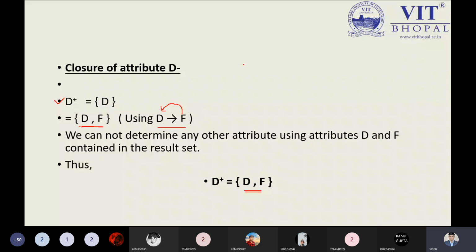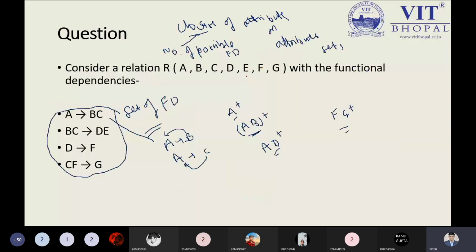Okay, let me explain this part once more. D. So we are calculating D plus. D will be by default part of this attribute set. Now let me explain over here. On the left side, none of the attributes are part of the D. This is the only one case where the single attribute F will depend on the D.